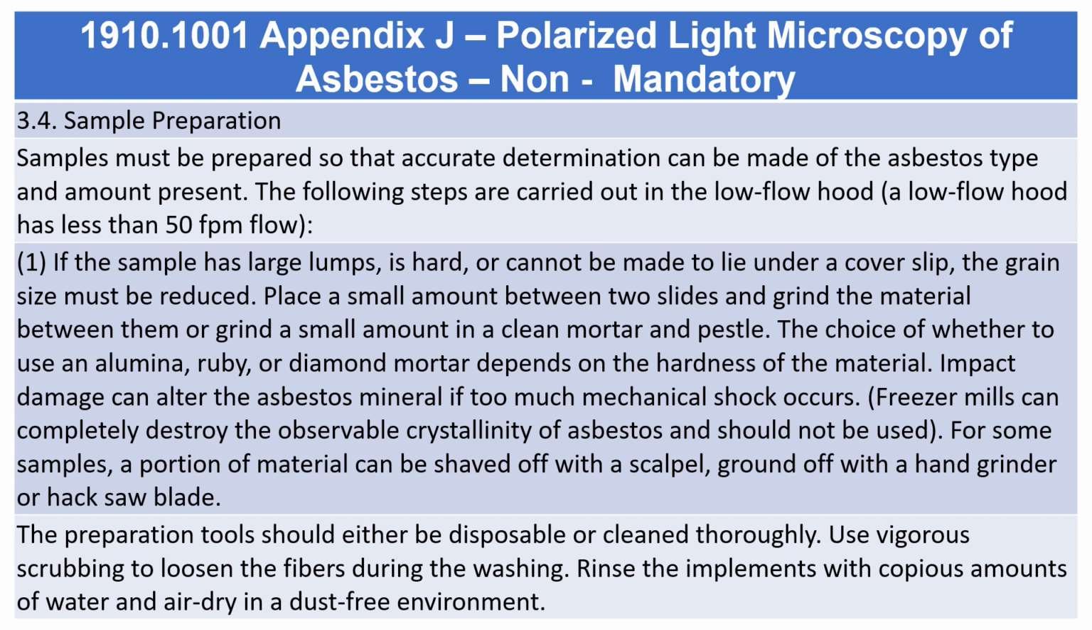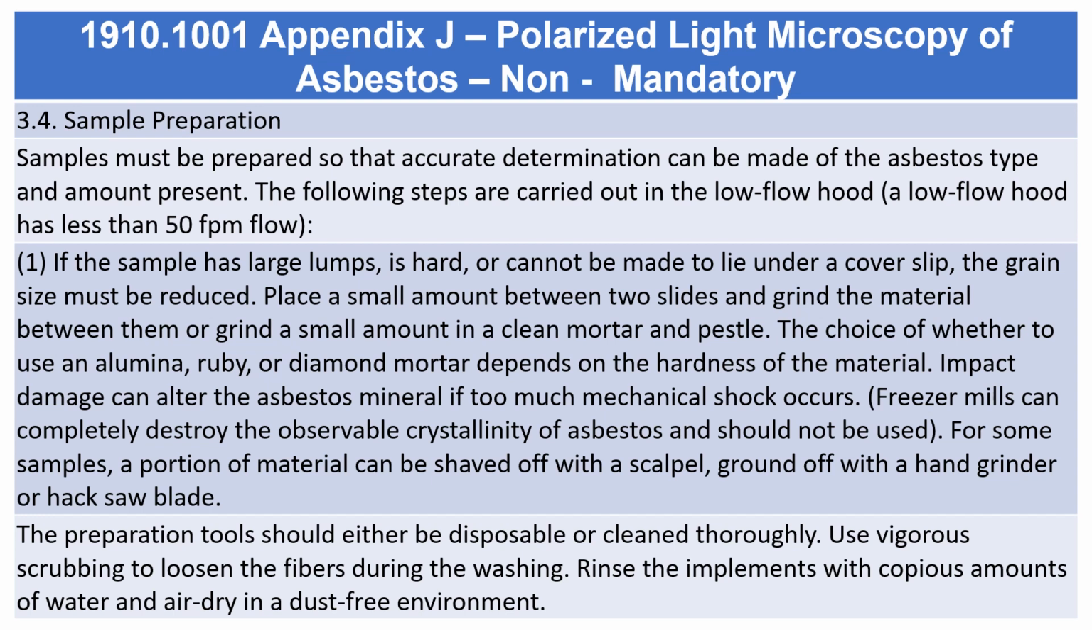1. If the sample has large lumps, is hard, or cannot be made to lie under a cover slip, the grain size must be reduced. Place a small amount between two slides and grind the material between them, or grind a small amount in a clean mortar and pestle. The choice of whether to use an alumina, ruby, or diamond mortar depends on the hardness of the material. Impact damage can alter the asbestos mineral if too much mechanical shock occurs.